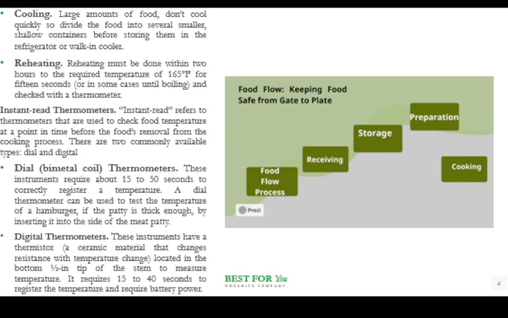Then cooling. Large amounts of food don't cool quickly, so divide the food into several smaller, shallow containers before storing them in the refrigerator or walk-in cooler.